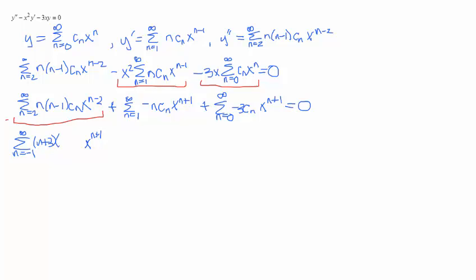My next factor should be 1, so that will have to be n plus 2. And then my c, if I look at the previous series, the subscript on that should be 2, so I'll have to have n plus 3.